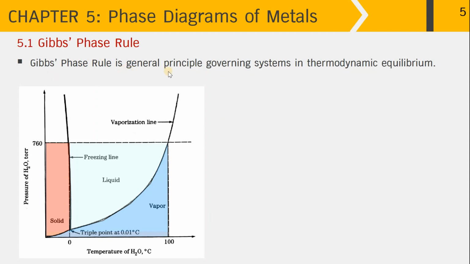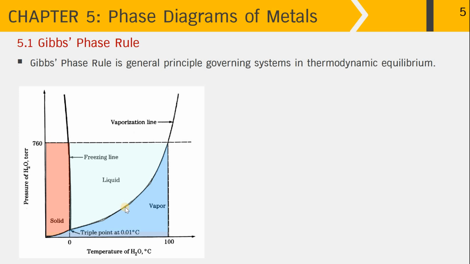The Gibbs phase rule is a general principle that governs the systems in thermodynamic equilibrium. For example, if you look onto this picture, showing the temperature of one component, which is H2O, in degrees Celsius, and on the y-axis is the pressure of the same component in the unit of torr. And if we're talking about within the region, within the temperature of 100 Celsius and the pressure of 760 torr, we can see 3 different phases over here: solid, liquid, and vapor.